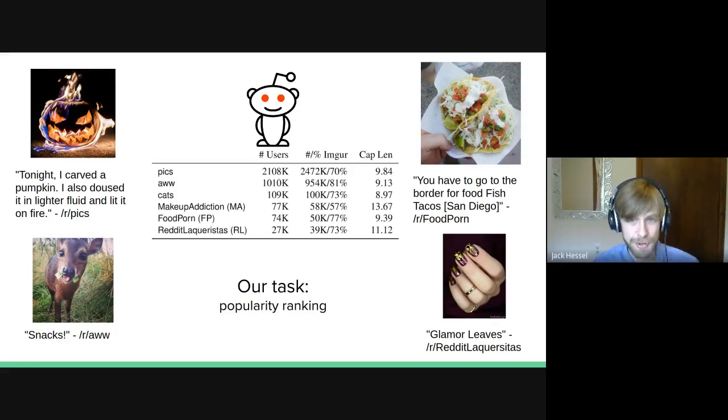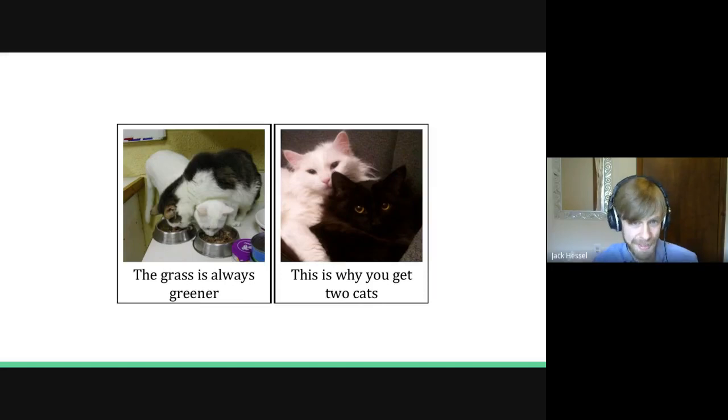And yeah, so the task we were looking at in our case, for reasons I, again, don't have time to get into, was popularity ranking. I hope you'll believe me that this is an interesting task, and it's something that one certainly can do. The input to our algorithms looks something like this. We have image caption pairs that were submitted to these communities. And the goal of our algorithm is to predict which of these things became more popular.